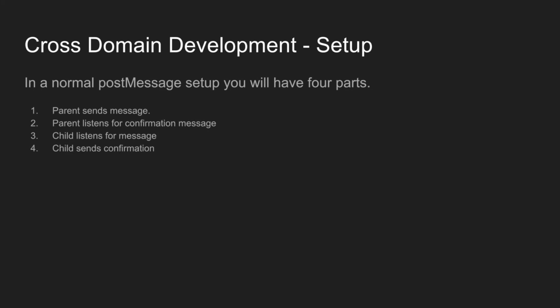So the setup. In a normal postMessage setup, you're going to have 4 parts. You're going to have the parent, which sends the message. You're going to have the parent listening for messages from the child, in this case like a confirmation saying, hey, I received the message that you sent.